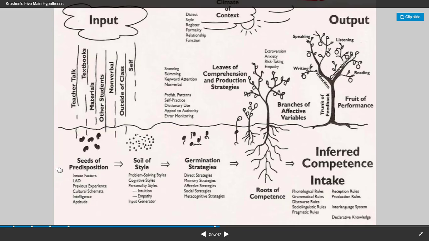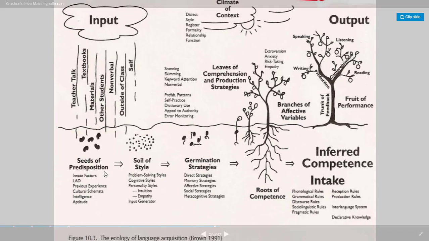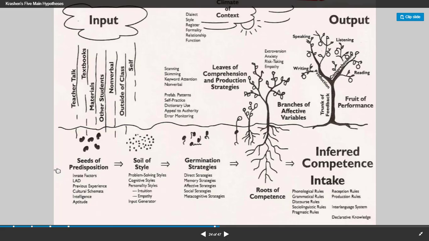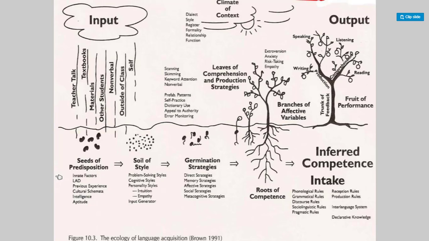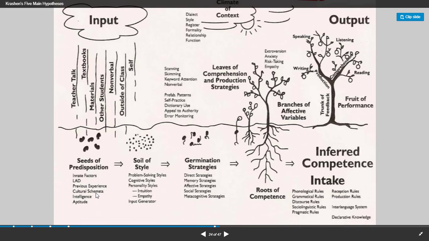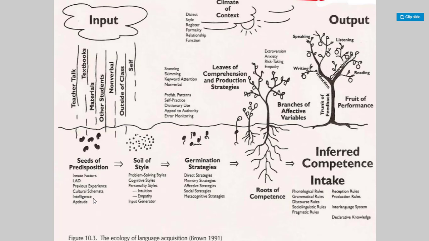Now, based on this, we're going to continue with something else that is going to be related to the seeds of predisposition, right? So, which are going to be those seeds of predisposition? So, for example, innate factors, meaning what you think you know about the topic. And that is the previous experience, the cultural background you have, the kind of intelligence that you're dealing with, and your aptitude, right?